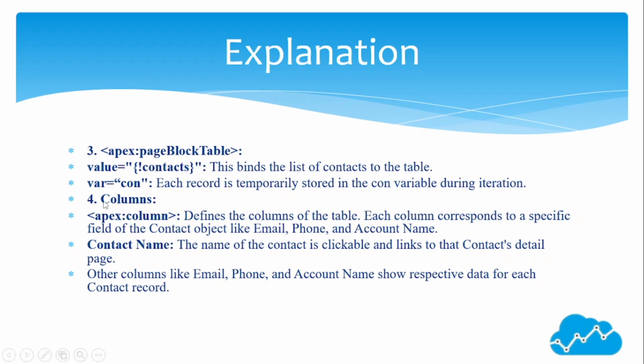Next, we are using columns. apex:column defines the columns of the table. Each column corresponds to a specific field of the Contact object, like email, phone, and account name. Contact name: the name of the contact is clickable and links to the contact's detail page. Other columns like email, phone, and account name show the respective data for each contact record.